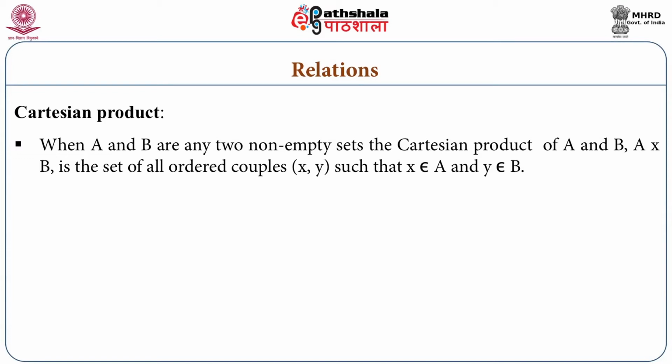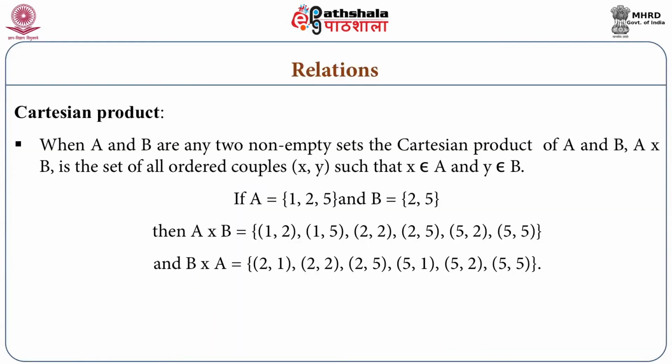The usual multiplication sign comes between A and B in such a way that x is a member of A and y is a member of B. That means the first element of the ordered pair belongs to the set A, and the second element of the ordered pair will be supplied by the set B.